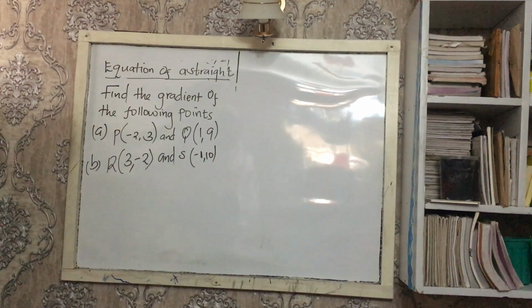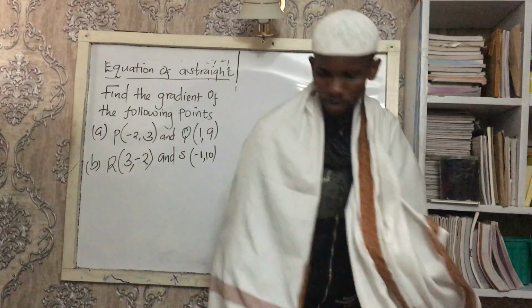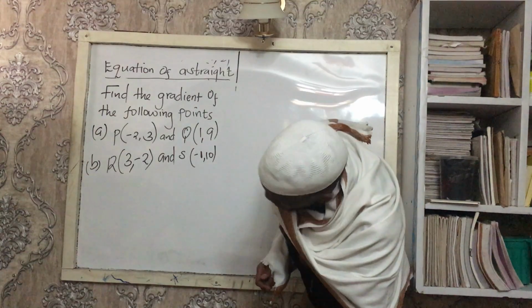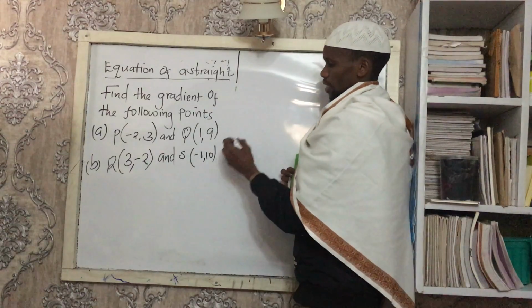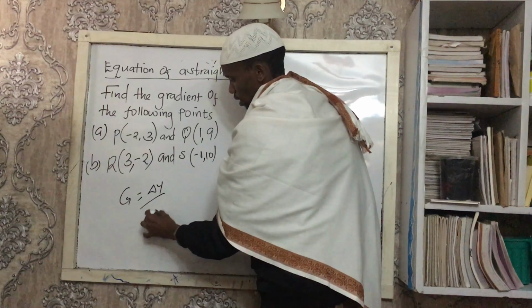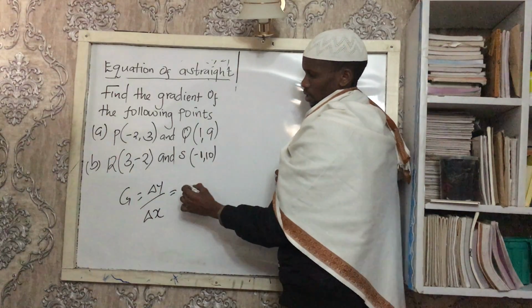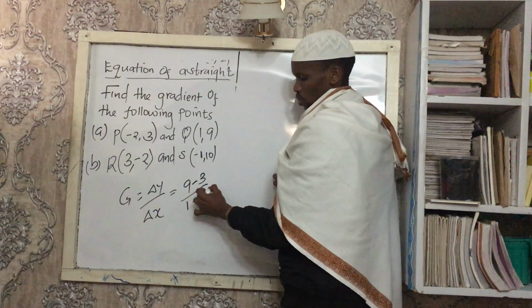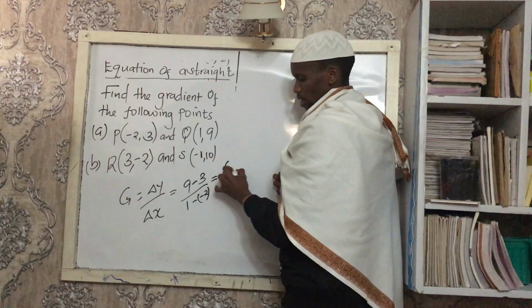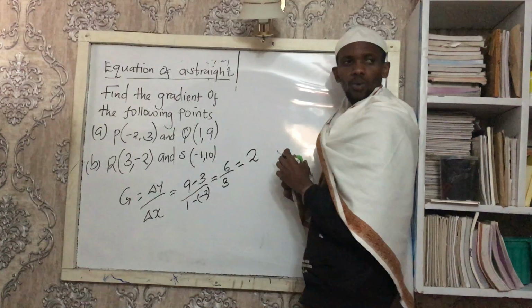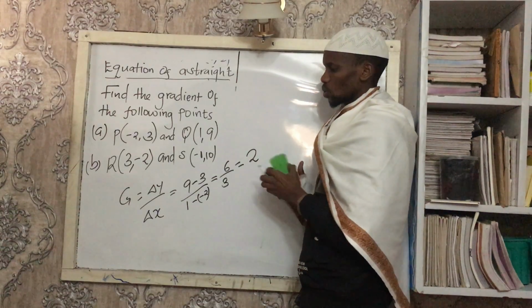Okay. Now, let's do it. The first one will be minus 2. So we work it out. We say gradient is equals to change in y over change in x, right? Change in y is 9 minus 3. Change in x is 1 minus minus 2. So this will be 6 over 3, right? The gradient will be 2.